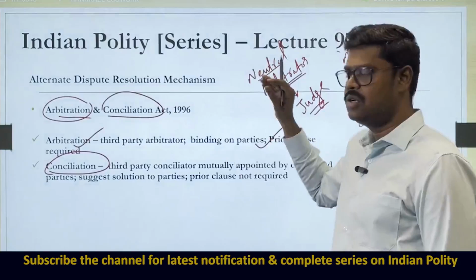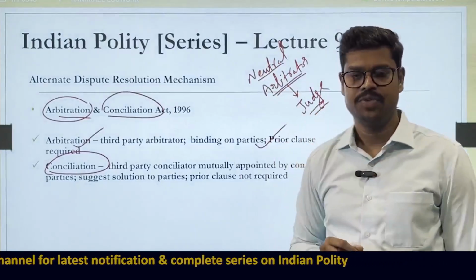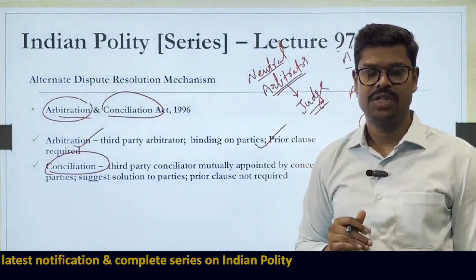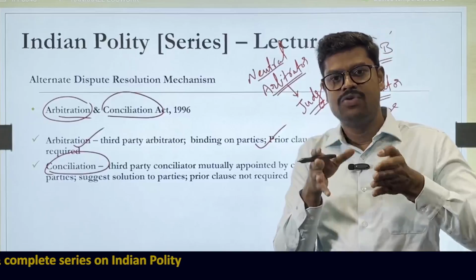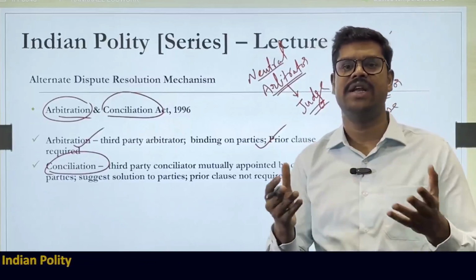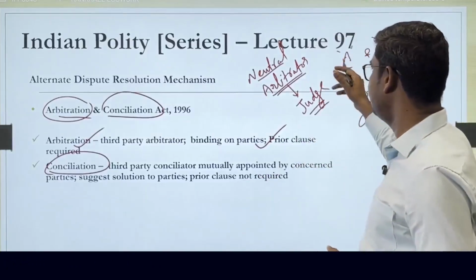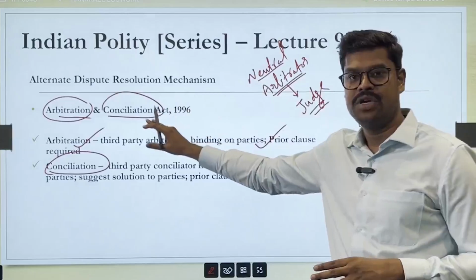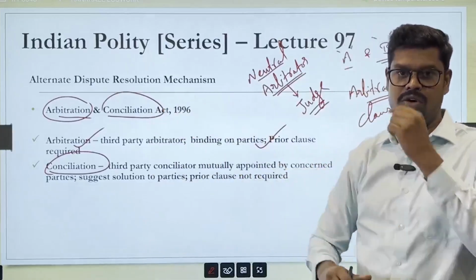While in arbitration, who is going to pass the orders? The orders will be passed by an arbitrator. Whereas in conciliation, the orders will not be passed by the arbitrator. There is only someone who is called a conciliator. A conciliator is like a third party facilitator. So suppose again there is a dispute between A and B, where in case of arbitration, they will present the case in front of an arbitrator and the arbitrator will pass an order.